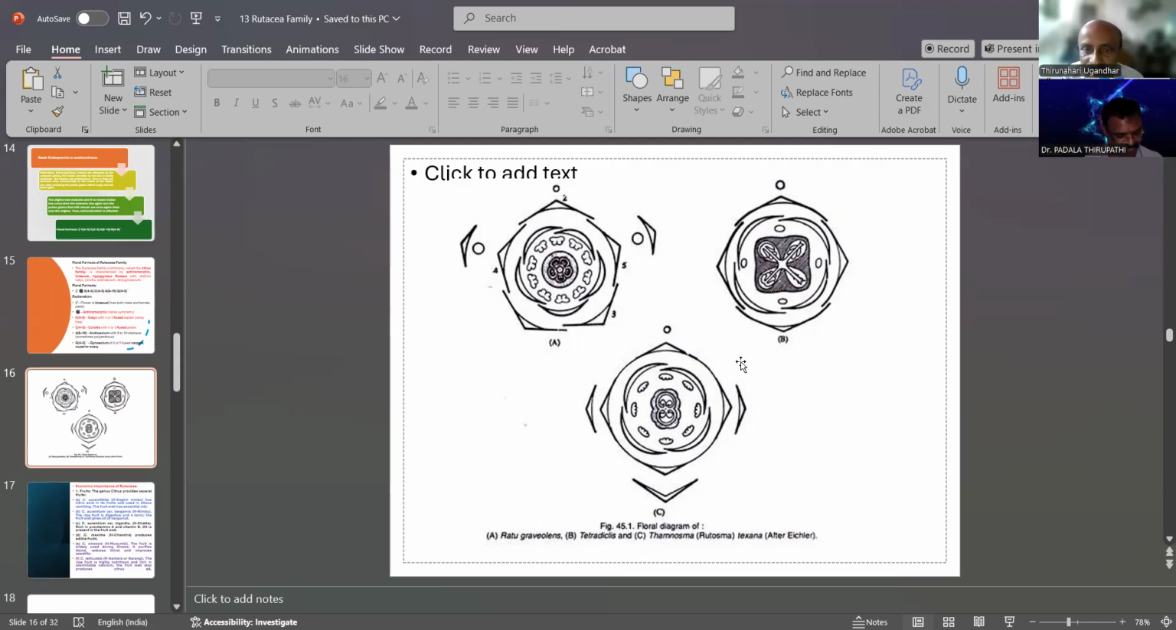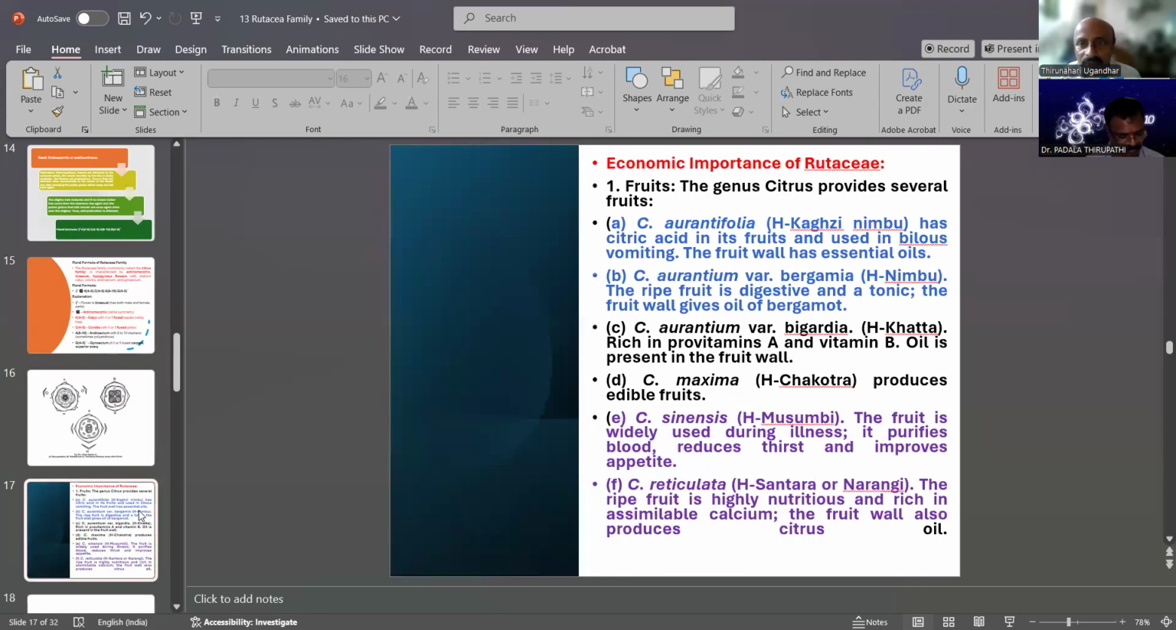This is the Rutaceae family, and here are the floral diagrams of three plants of the family. So what is the economic importance of the Rutaceae? The genus Citrus provides several fruits. Citrus aurantium yields citric acid, and the fruit is used for bilious vomiting. The fruit wall gives essential oils. Citrus aurantium has a vernacular name, bergamia.